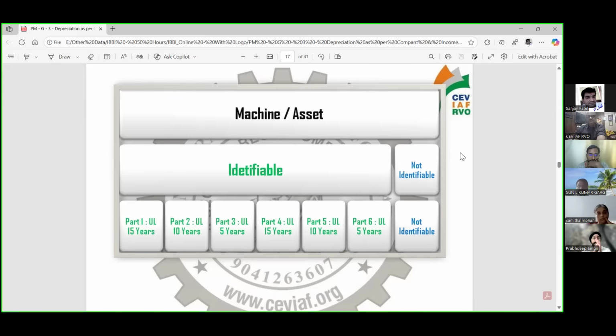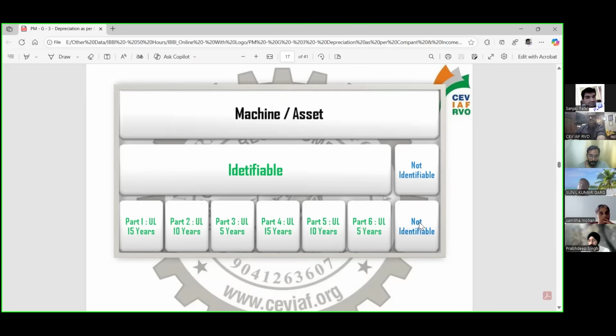So whatever the identified parts, आपने cost find किया, जिसकी part 1 उसकी यूजफुल लाइफ 15 है, पार्ट 2 की यूजफुल लाइफ 10 है, 5 है, 4 की 15 है, 10, not identified. You make one part based on the cost. Okay. Significant cost. Now, second criteria, useful life should be significantly different from the asset.